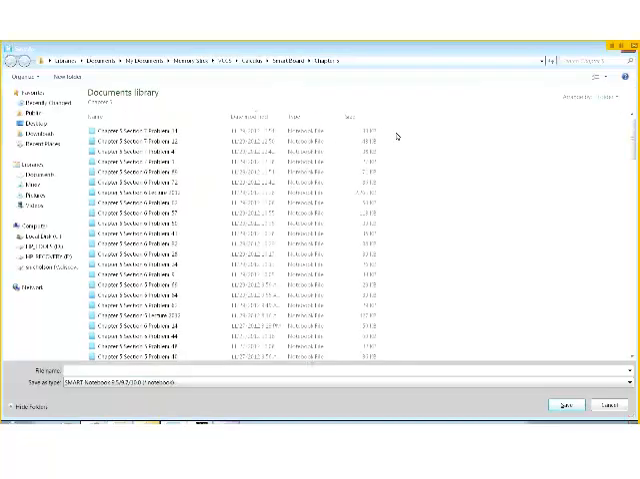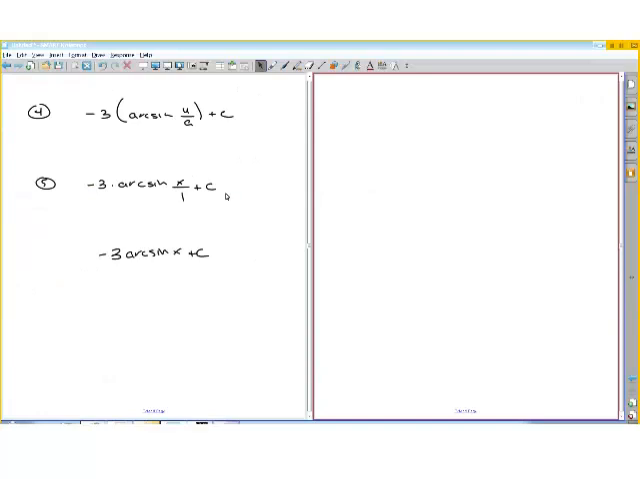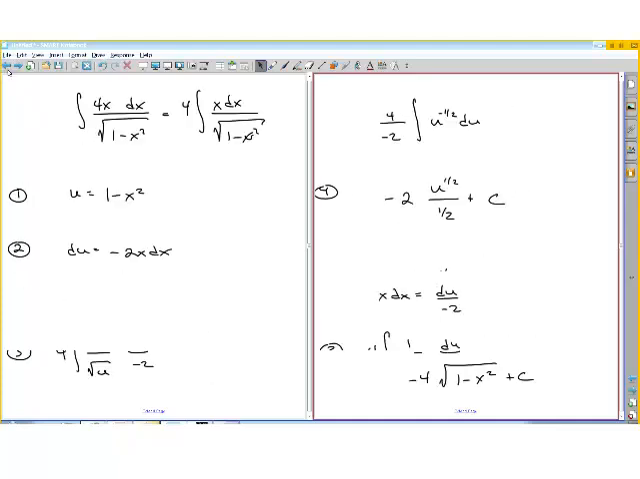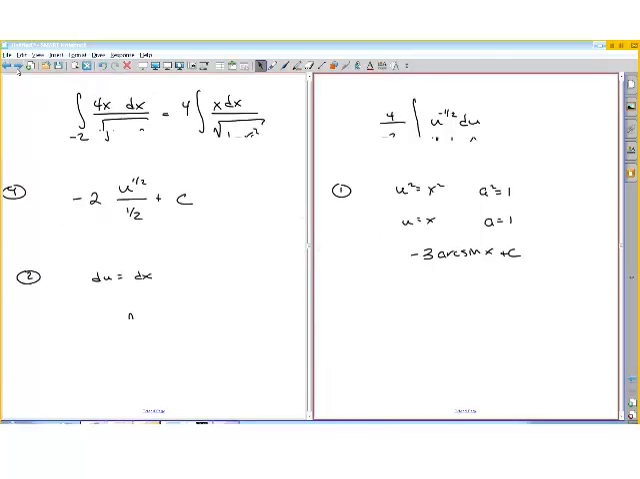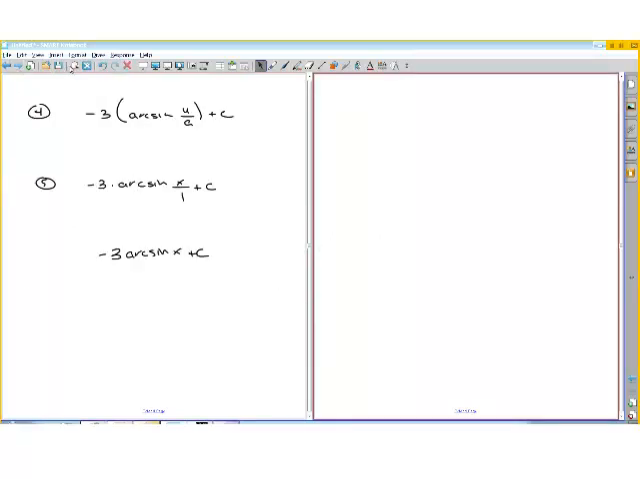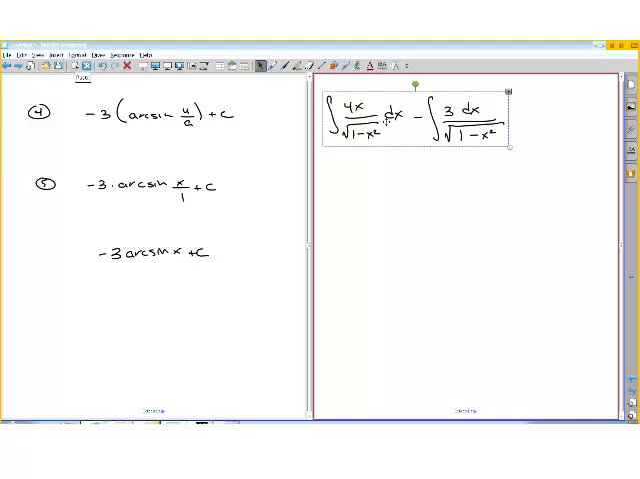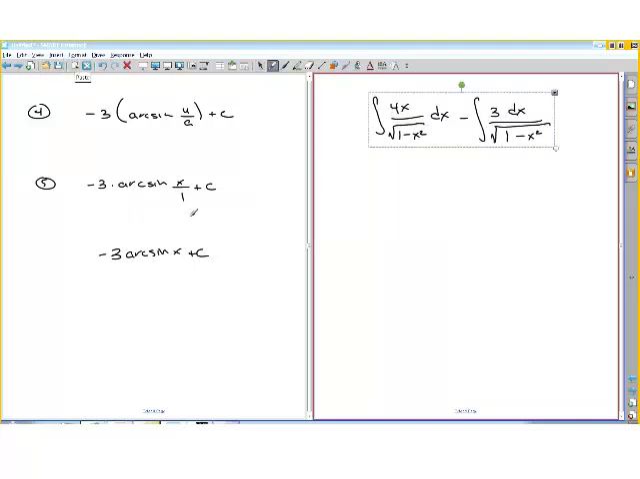Oops, push the wrong button there. What did I want to do? Oh, paste, not save. Okay, must have done something wrong here. Okay, copy, paste. Okay, there it is.